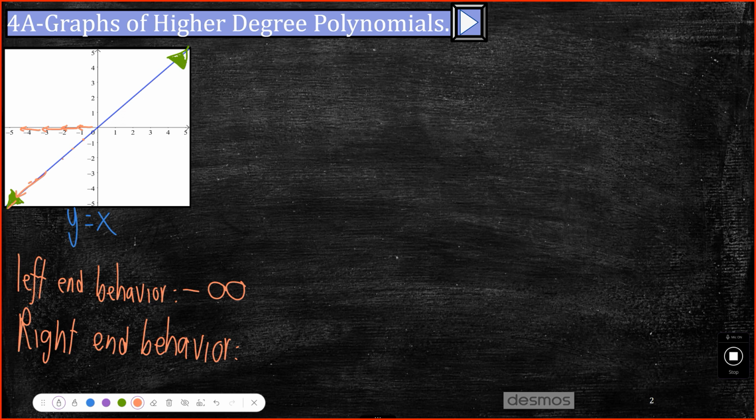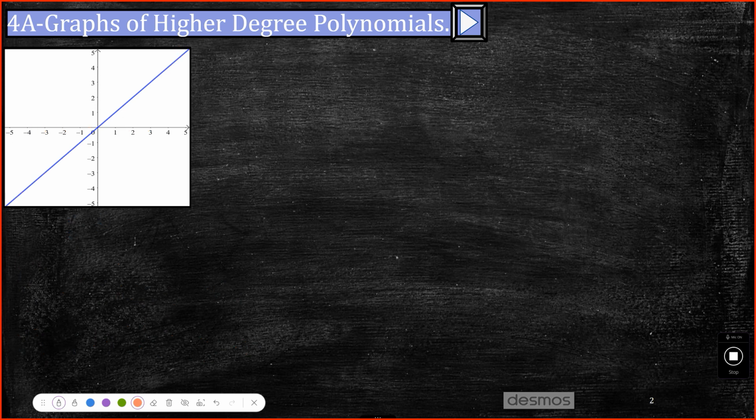Right end behavior. As I keep going to the right, to the right, to the right, where are the outputs? What's the graph doing as I keep going to the right? It's going up, up, up, up, like it's going to go to positive infinity. I can put a plus here in front of infinity, but we already know it's an infinity. So that is the big idea here. Y equal to x is the equation here. Left hand behavior, as I keep going to the left, the graph is going negative. Right hand behavior is going positive infinity.